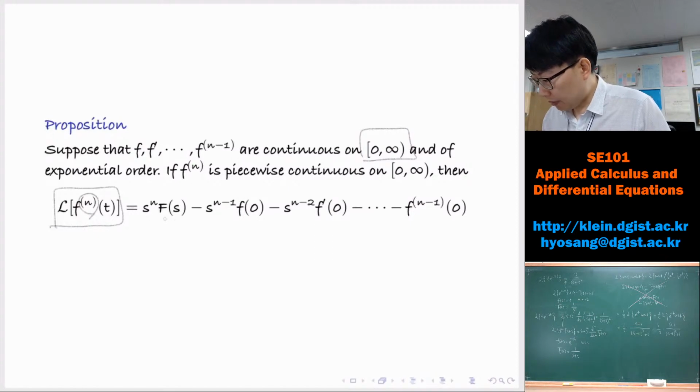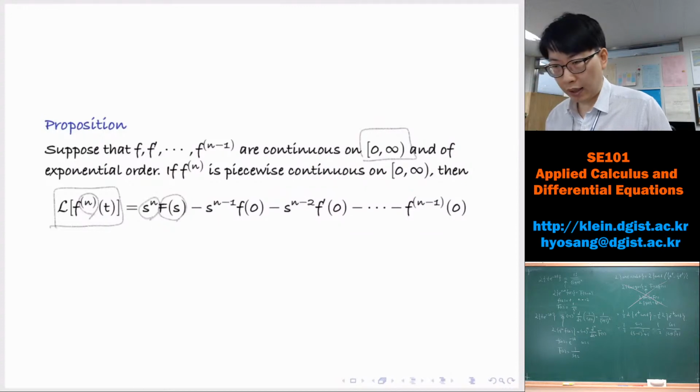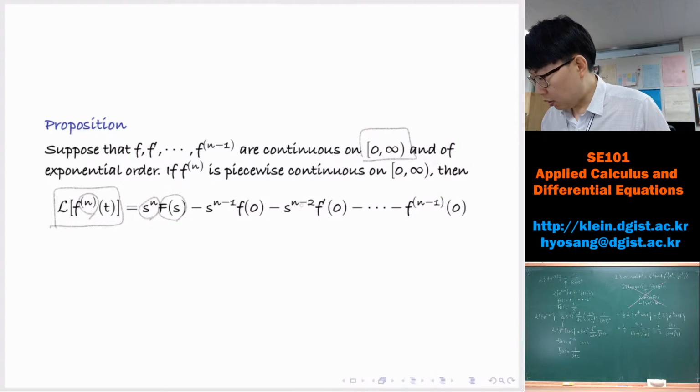So first of all, you have to take a Laplace transform of the original function f of t and then multiply with s to the power of n. And then there's a polynomial term depending on the values of derivatives of each order, and you take the negative of s to the n minus 1 with the coefficient f of 0. So this is the order 0 derivative. And then take a negative of s to the n minus 2 times f prime of 0. So this is the order 1 derivative.